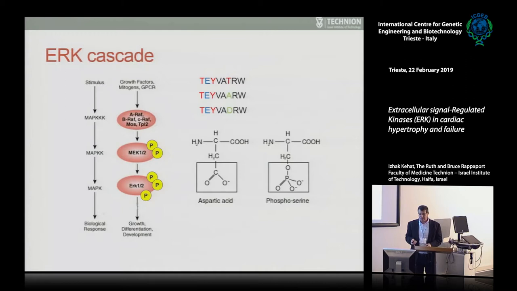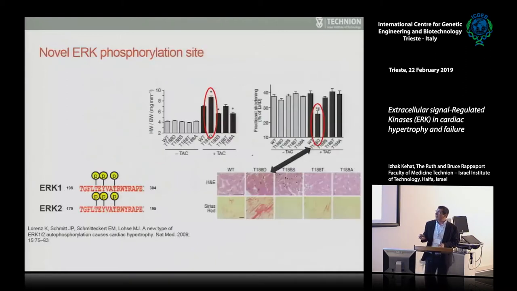So again, the group that discovered this have generated different mutants of ERK in which they mutated this additional threonine to different amino acids. And one of these amino acids was a threonine to aspartic acid, the T2D mutation, because the side chain of aspartic acid is very similar to a phosphate group. So this T2D mutation is often considered a phosphomimetic gain of function substitution.